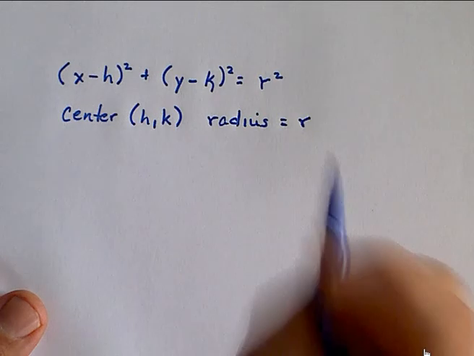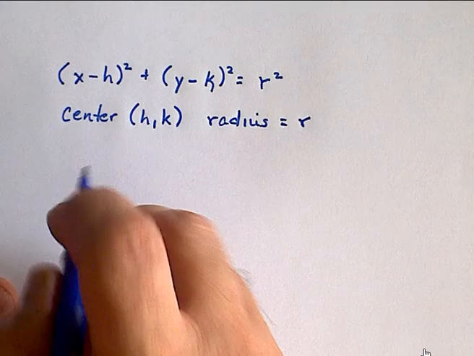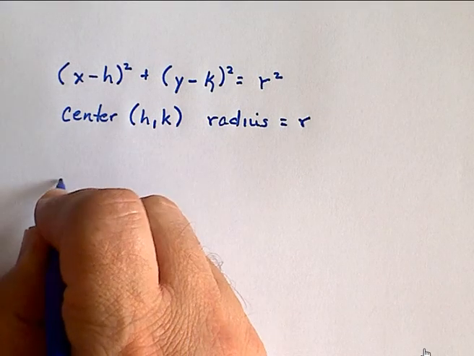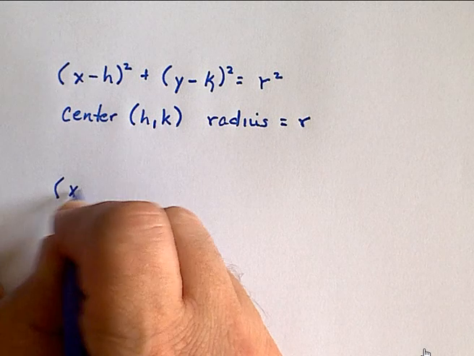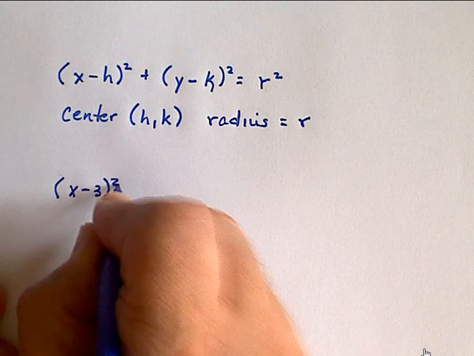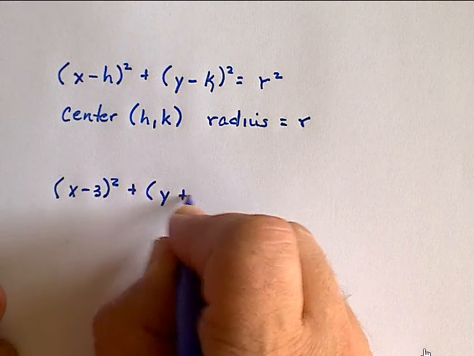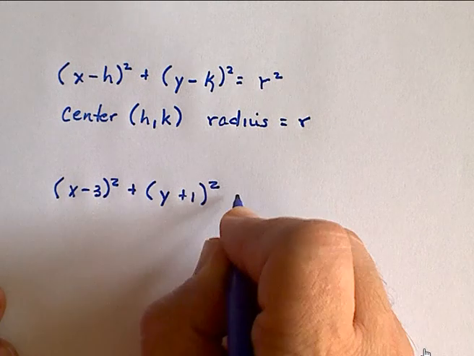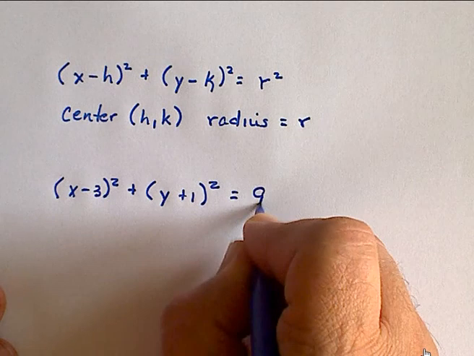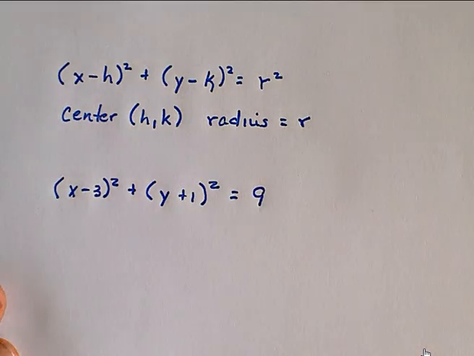Let's say we have, for example, (x minus 3) quantity squared plus (y plus 1) quantity squared equals 9. That is the equation of a circle in standard form. Now, here's what I know based on that.